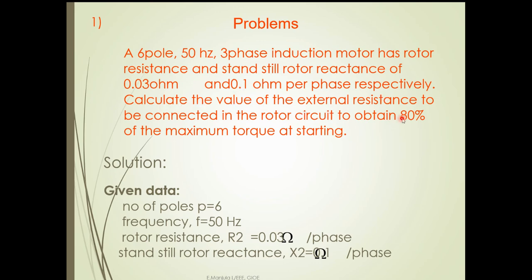Calculate the value of external resistance to be connected in the rotor circuit to obtain 80% of the maximum torque at starting. So here the given data is P is 6, f is equal to 50 hertz, and it is a three phase. The given R2 is equal to 0.03 ohms and X2 is equal to 0.1 ohm, and they asked us to find the external resistance added to the rotor to get a starting torque of 80 percent of the maximum.